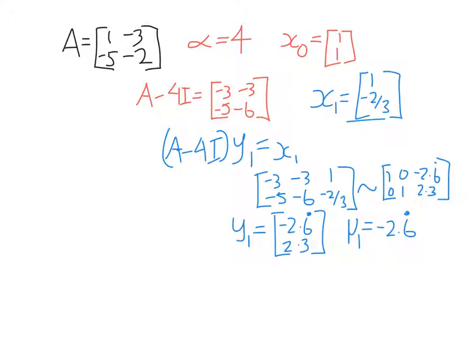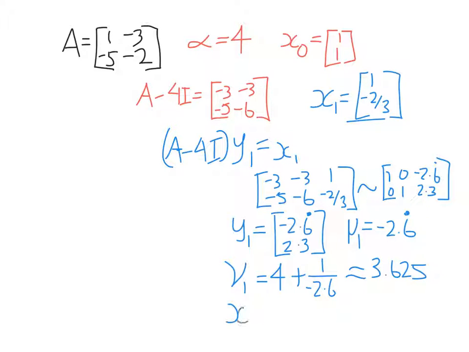So my estimate for the eigenvalue here is my original guess plus 1 over mu 1, which gives me 3.625. I shouldn't use approximate. It's exactly equal to 3.625. So now I'm ready to start the next iteration.